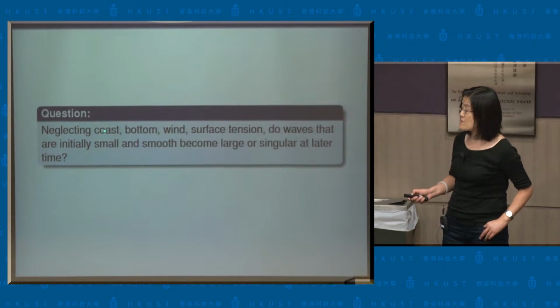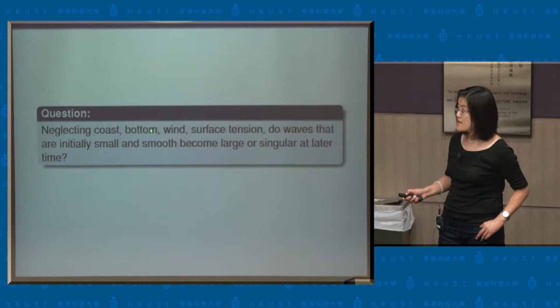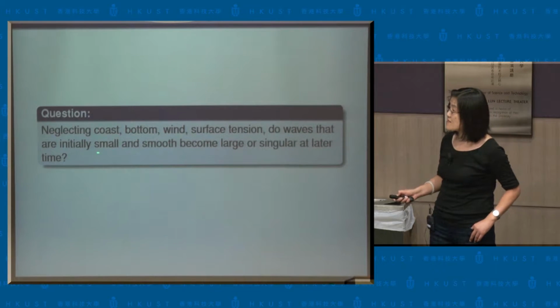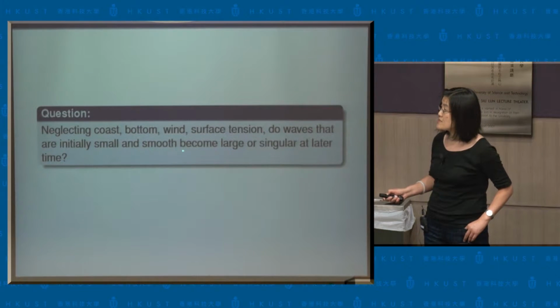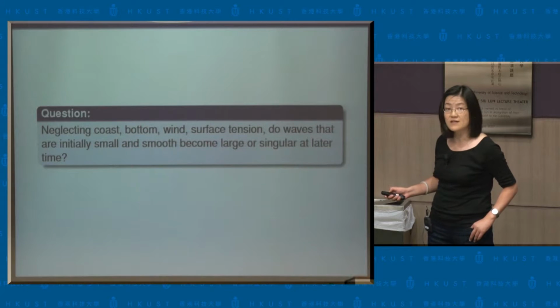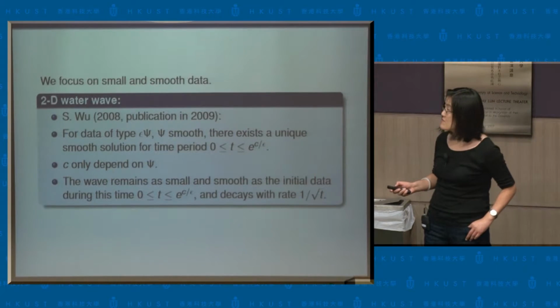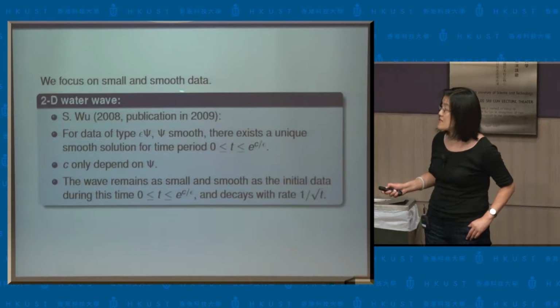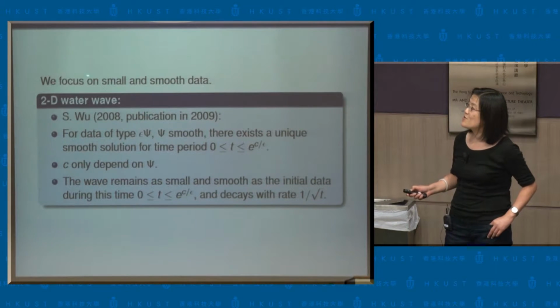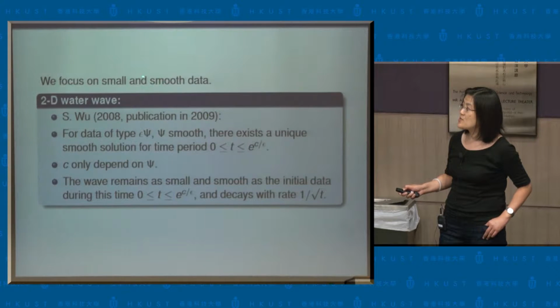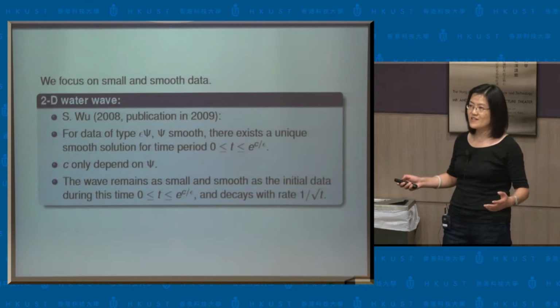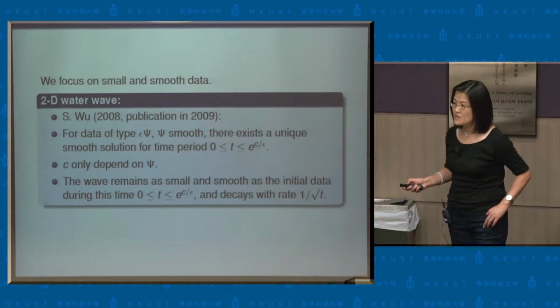So we just neglect the coast and the bottom, so we assume this is infinite depth, and we don't see the coast, and there's no wind or surface tension. So the question is, do waves that are initially small and smooth become large and singular at a later time? Okay, so that's what we know. It's been a few years now. So we focus on small and smooth data, right? Because we really see most of the time the data is small and smooth.